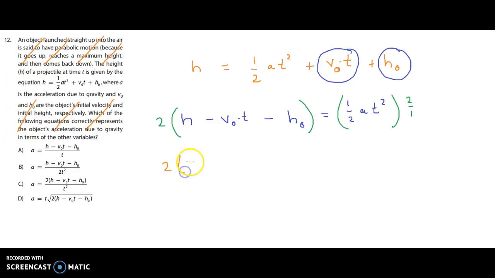We are at 2 times H minus V sub 0 times T minus H sub 0 is equal to, what are we at now? We're at AT squared. Okay. Well, since we're just trying to solve for A, we could just divide both sides by T squared, right? Or think about it, multiply it by 1 over T squared, and then divide this entire thing by T squared. And that gets us to, well, those cancel off, and A is just equal to that. And I think we're good. We don't have to do any more distribution or simplification. I think we're just at answer C.